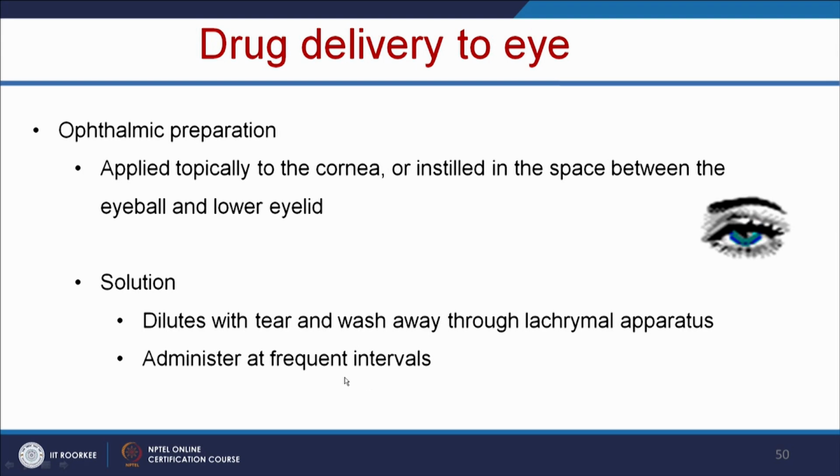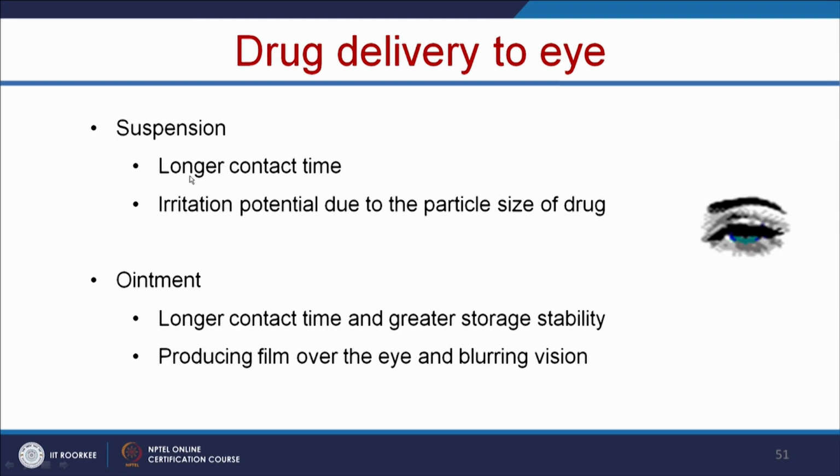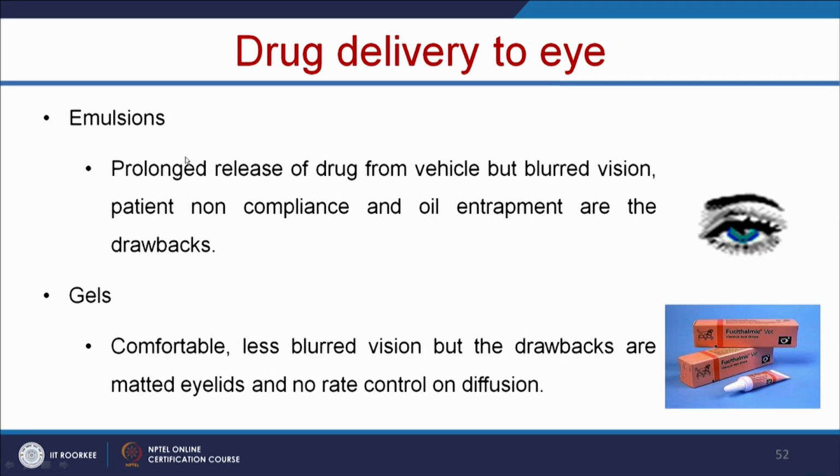And also we have to administer it at frequent intervals. We can use a suspension, which needs a longer contact time, and it may cause irritation due to the particle size of the drug. We can use an ointment, but again you need a longer contact time and greater storage stability, and it may produce a film over the eye and cause blurring of vision. We can use an emulsion for drug delivery, and here it can have prolonged release of drug from the vehicle, but blurred vision, patient non-compliance and oil entrapment are the drawbacks. We can also use gels, which are comfortable and cause less blurred vision, but the drawbacks are matted eyelids and no rate control on diffusion.